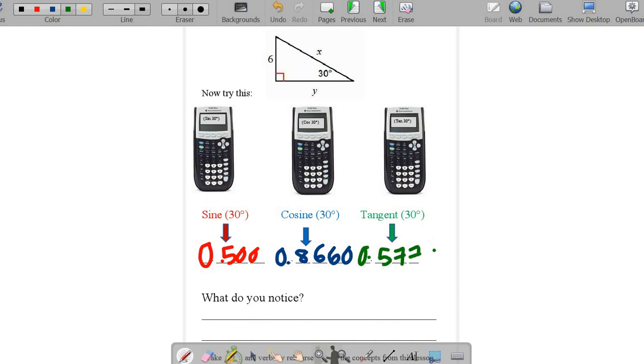To be continued. Write a little sentence. What do you notice? To be continued.